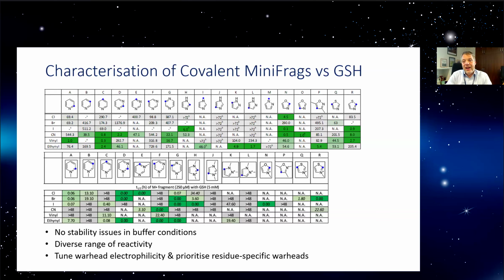However, on the other hand, this large set of fragments, altogether 145 small fragments, was able to cover a diverse range of reactivity. And finally, I would like to mention that these small heterocyclic fragments provide us an opportunity to tune the reactivity of the warhead by introducing further substituents, and therefore we can prioritize residue-specific warheads from this set of compounds.